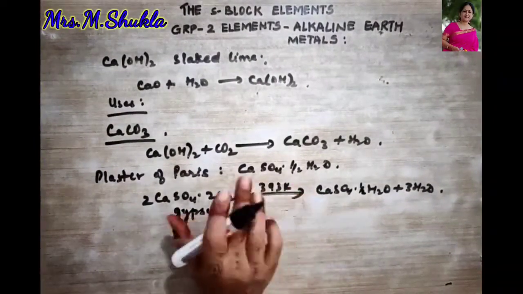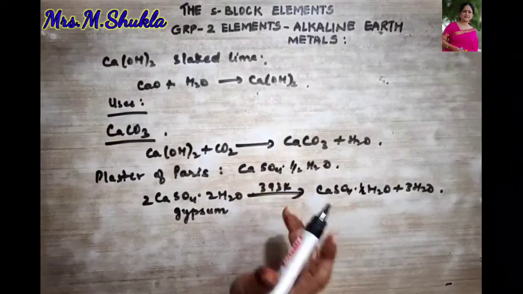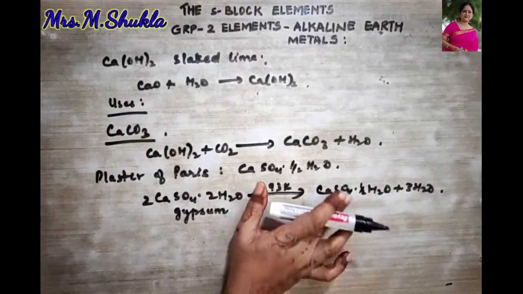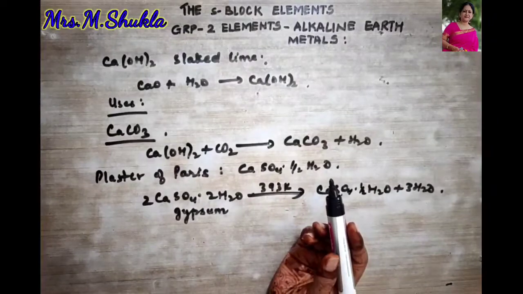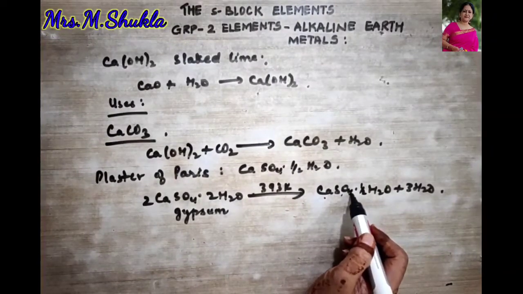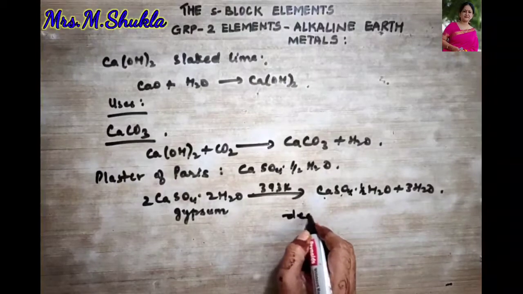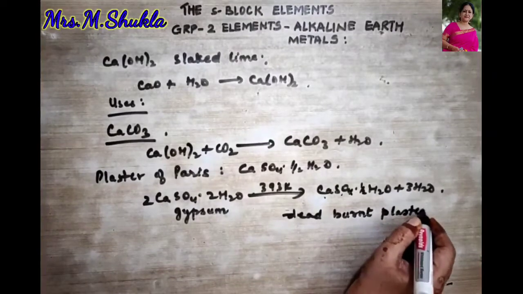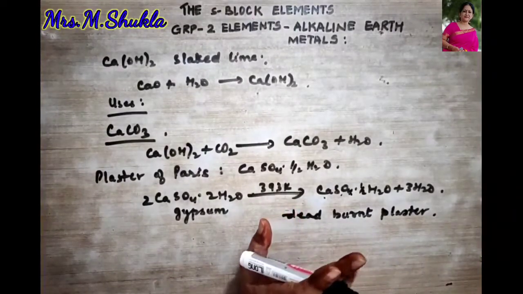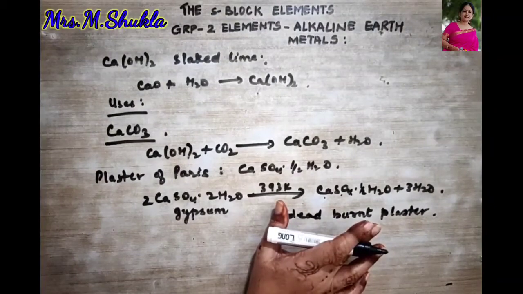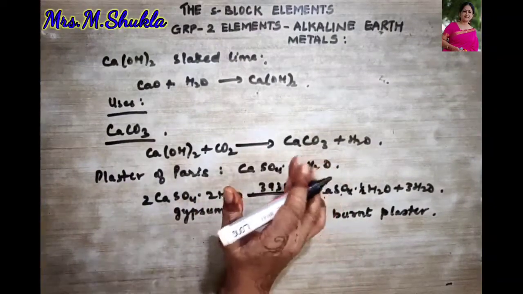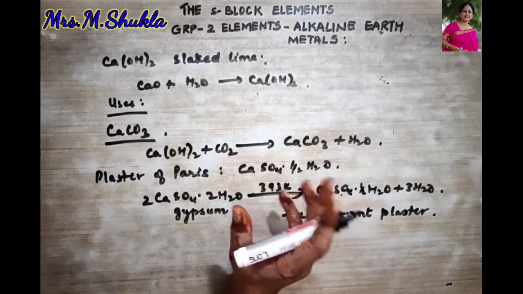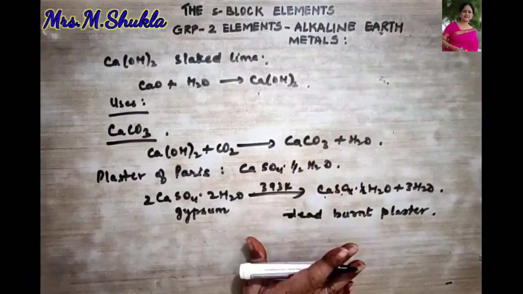Above 393, no water of crystallization is left, right? And calcium sulfate alone is formed. So this is known as dead burnt plaster. Above 393, this CaSO4 will be called dead burnt plaster. Clear? It has a remarkable property of setting with water, and it forms a plastic mass which sets into a hard mass within 5 to 15 minutes when it is mixed with water.